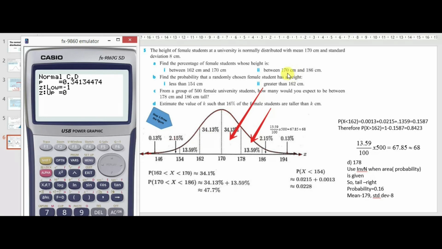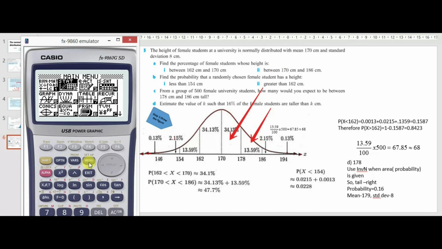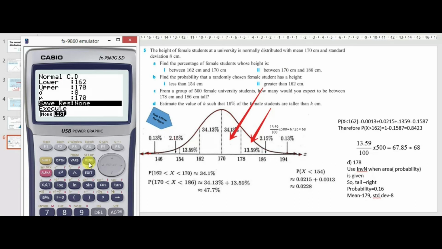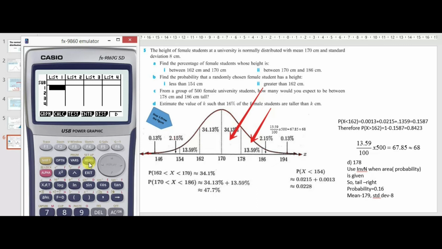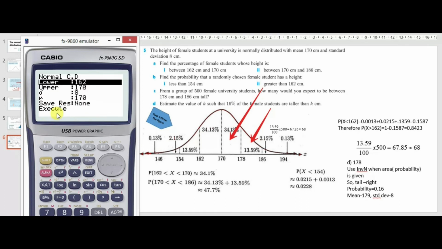Similarly, if you're looking at the second example, I'll go back to the menu, stats again, go to distribution, normal, NCD. I'll change the values to 170, which is the lower height, and the upper height is 186. And the answer is 47.7, as you can see there, matches this answer. So you can do this using a calculator.